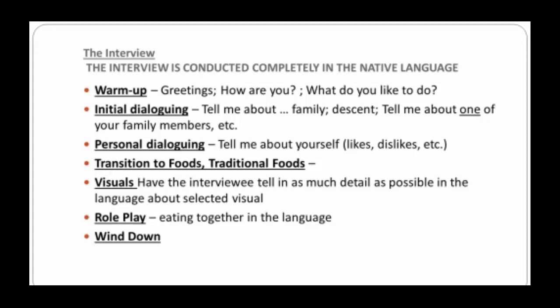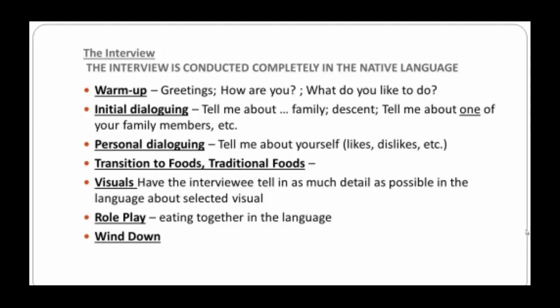And so it's a warm-up with just basic greetings and what do you like to do. This is all conducted in the language. And then we have initial dialoguing, like have them tell us information about themselves or one of their family members in complete description as much as they can in the language. And then personal dialoguing to tell us about their likes and dislikes or something they want to say, maybe an opinion they have where they're talking and expressing themselves. And then we have some discussion on foods, traditional foods, and whether they know what their favorite food is and how to get it, how to prepare it, how to cook it, and that type of thing.